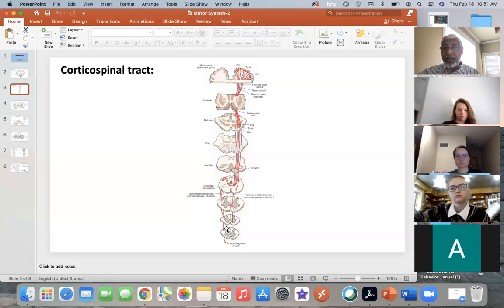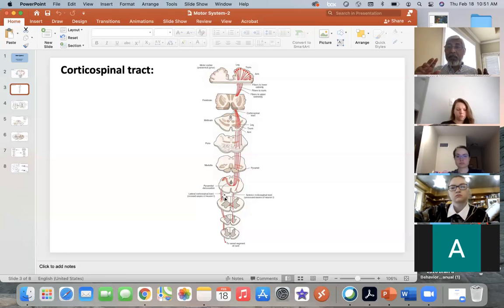Why do we call one lateral and the one anterior? The lateral one we call lateral because it occupies the lateral column of the spinal cord. And why do we call the other one anterior? That one occupies the anterior column of the spinal cord. And in terms of their function, they have a very important difference. The lateral corticospinal tract will supply the muscle.